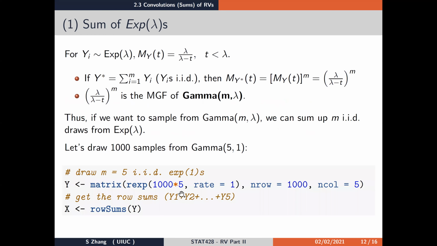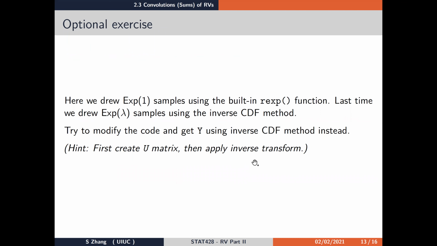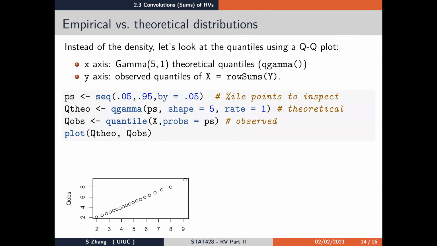All right, so previously we have obtained the X's, and ideally they should be samples from the gamma distribution with shape of 5 and rate of 1. Is that the case? Well, let's try to verify the agreement between the empirical and the theoretical distributions. This time, instead of looking at the density, so the empirical distribution versus the theoretical PDF, let's look at the quantiles, the agreement between the theoretical and empirical quantiles using a QQ plot.